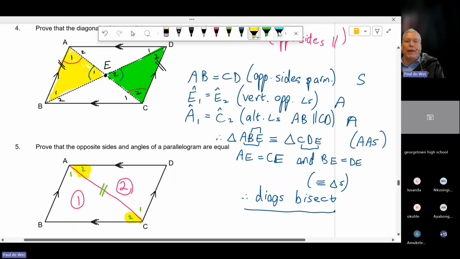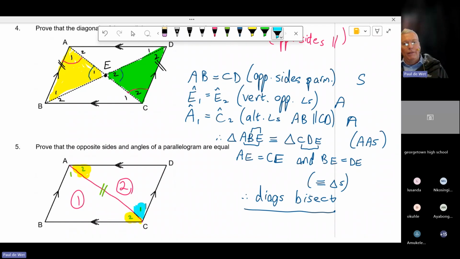Who can tell me something about C1? And you might want to turn your diagram around. C1 is equal to A1. C1 is actually equal to A1, because they are also alternate angles. Angle, side. So I can prove them congruent.